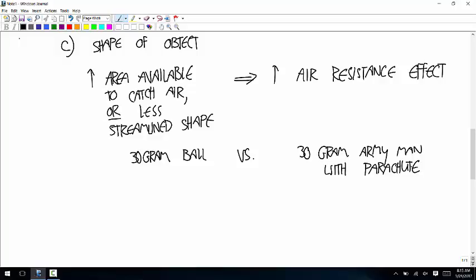So, which of these would more approximate the motion that we expect based on our free fall equations? The ball, even though they have the same mass. The parachute is designed to have a shape that is not streamlined and presents a big area to the air. And so this is hugely affected by air resistance. That's what it's made for, and the ball isn't.